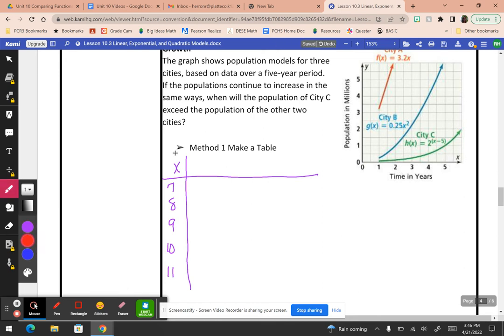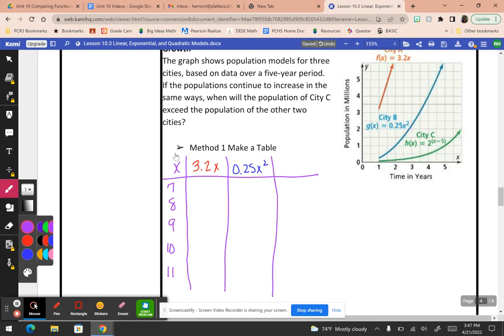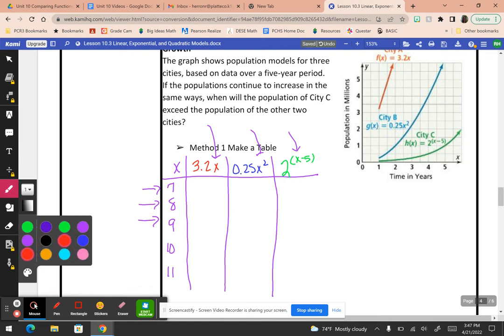So f of x was 3.2x, right? Then I have my g of x in blue, which is 0.25x squared. All right, and then in green, I have city C, which is 2 to the x minus 5 power. All right, so all you're doing, you guys, is plugging in your x values, right? Each one of these x values is going to go into these equations for x using your calculator, and you're going to write down the values that you have.